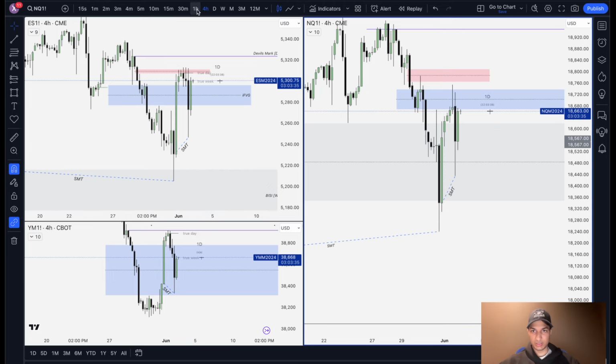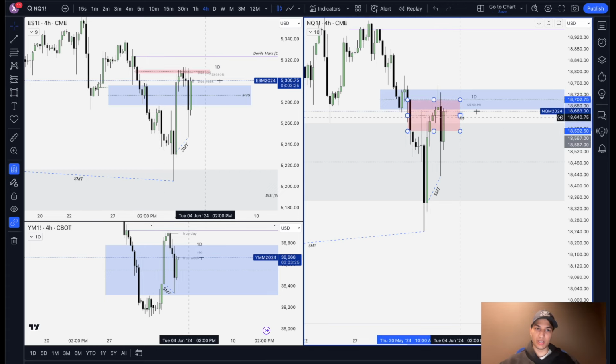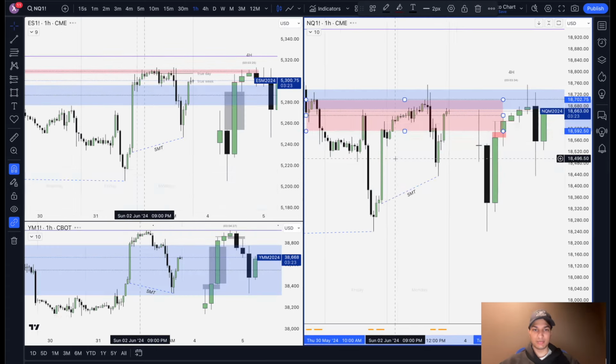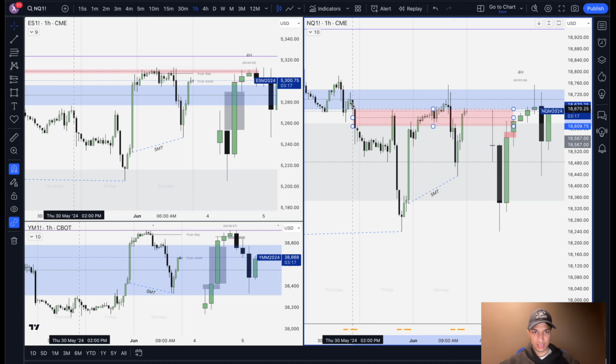In addition to this daily fair value gap that NASDAQ has yet to trade through, and this 4-hour rebalanced array, which we're going to know to be on a lower time frame like the hourly, a fair value gap, right? This fair value gap right in here, and then this higher fair value gap right in there.